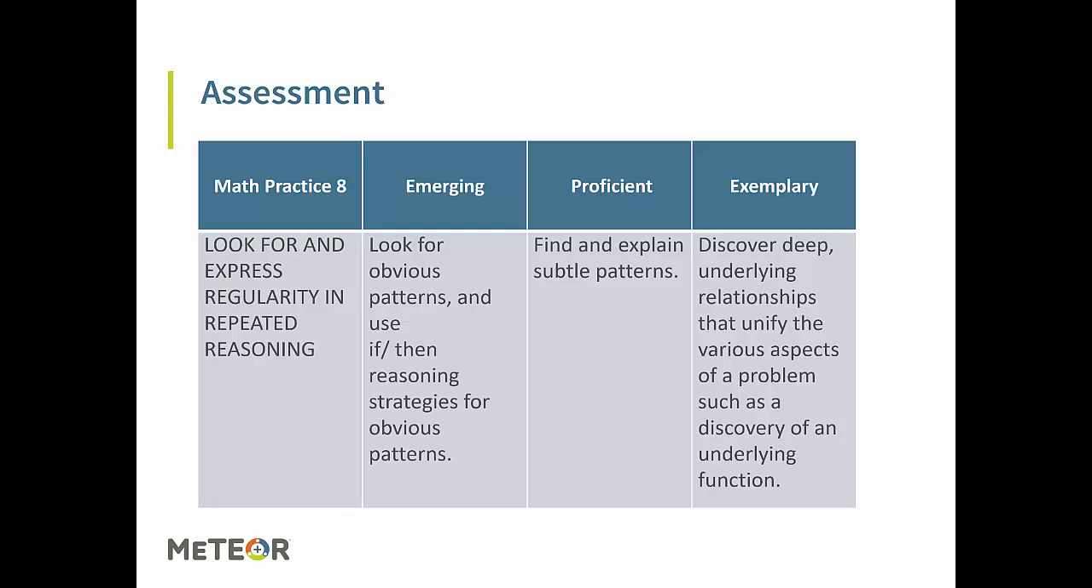Did your students discover deep underlying relationships that unify the various aspects of a problem, such as a discovery of an underlying function? Some teachers may want a more formal rubric. This rubric can be used or adapted as a quick reference to assist with the assessment. An emerging student can look for obvious patterns and use if-then reasoning strategies for obvious patterns. A proficient student can find and explain subtle patterns. And an exemplary student can discover deep underlying relationships that unify the various aspects of a problem, such as a discovery of an underlying function.